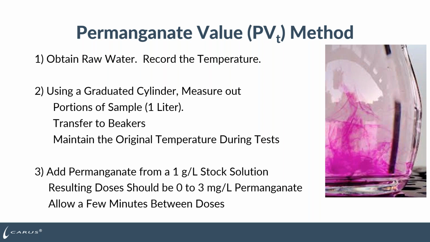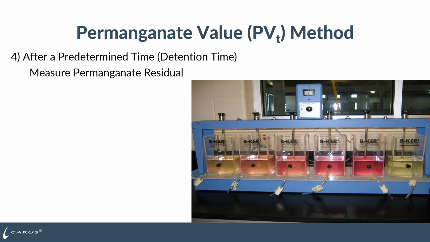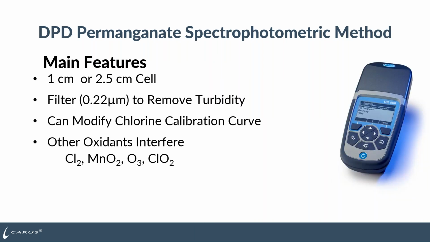Dose somewhere between 0 and 3 milligrams per liter. In drinking water, typical dosages are usually somewhere between 1/2 to 1.5 parts per million, but some waters can be very reactive, up to 2 or 3 milligrams per liter. Come back after your detention time, so if you've determined from your intake to your plant is 30 minutes, show what the reaction would be, and then come back to those jars and measure permanganate residual.